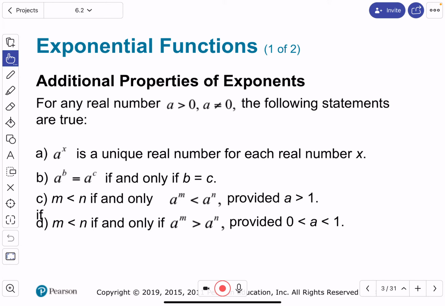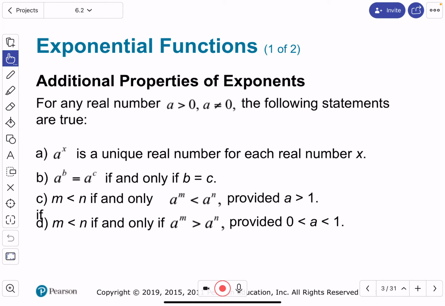So 25 is the same as 5 squared. So I can rewrite 25 to the x as 5 squared to the x. And 125 is 5 cubed. Now our exponent rules multiply those. So it's like saying 5 to the 2x equals 5 to the third.